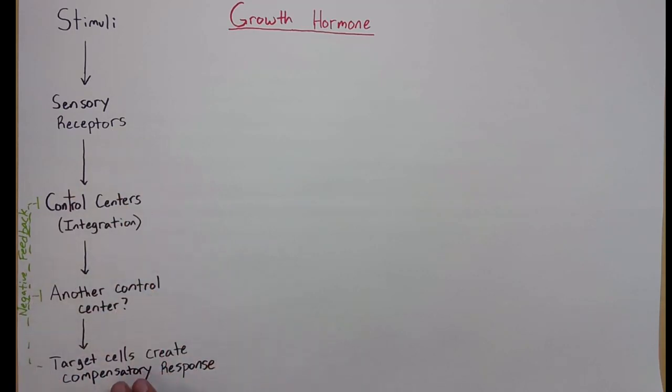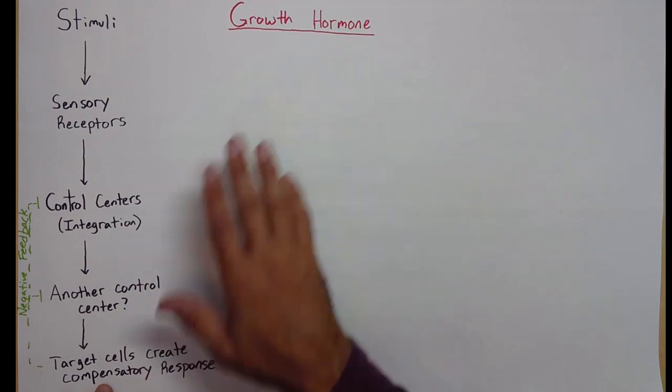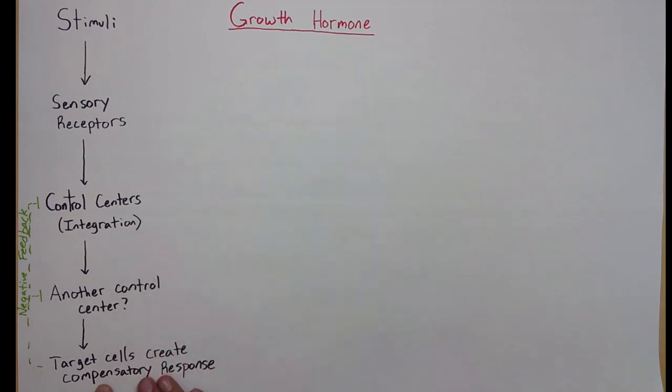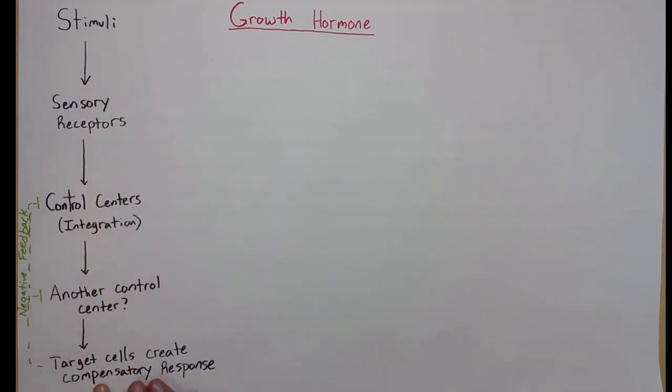Finally, down here, we always want to ask, where are the targets for this particular hormone or chemical, and what makes a target cell a target cell? If you've watched my earlier videos, you'll know that a target cell always has a receptor for the chemical. Target cells with their receptors create a response, and that response always tries to compensate for the original stimulus. Whatever the original stimulus is, the compensatory response tries to do the opposite of that. So that's sweet. How does this help us?